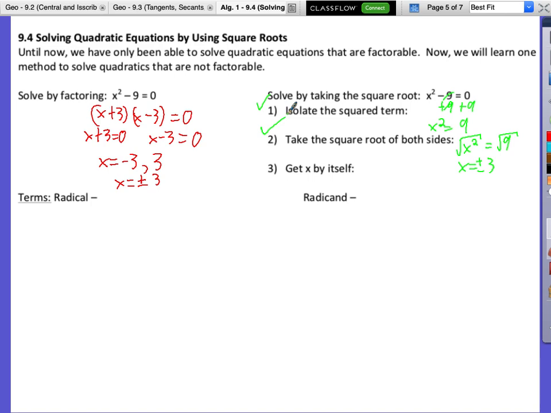We get x is equal to positive or negative 3 because when we take the square root of both sides, we have to account for the positive and negative versions. Because negative 3 can make this equation just as true as we saw over there. And then the last thing it says is what? What's our third step? Is it already by itself right now? Yeah. Sometimes it won't be, and so sometimes we have to do this step, sometimes we don't.